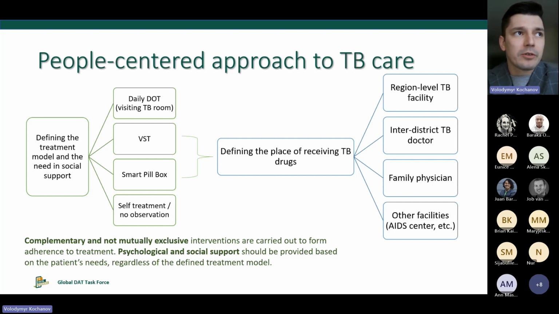If we talk about the differentiated care pathway, we need to think about a people-centered approach, which starts with the conversation between patient and healthcare provider and assessment of the patient's anamnesis, of the patient's situation, which is individual for every person with TB. And in Ukraine, it starts with defining the treatment model and the need for social support, which is usually guaranteed under Global Fund granted projects.